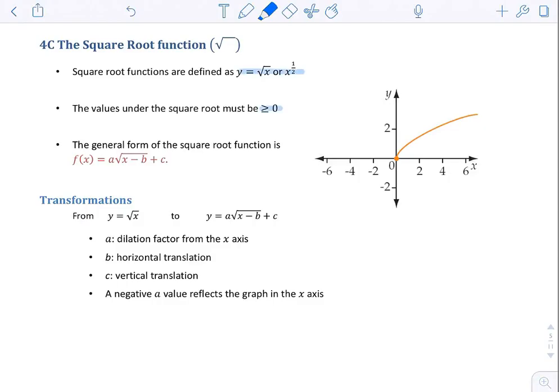This tutorial looks at the square root function. The square root function is defined as y equals root x. Remember that a square root is a fractional power, so x to the power of a half, for instance.